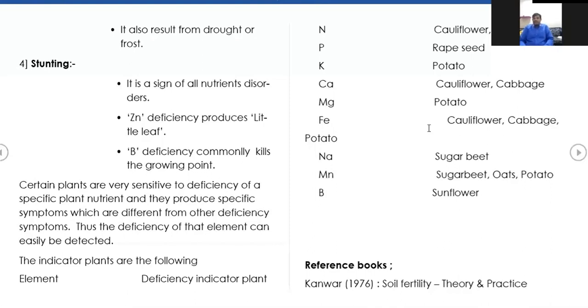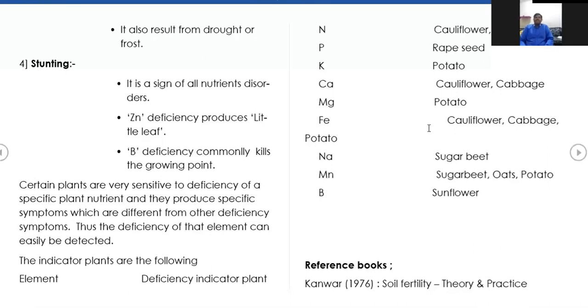For sodium, the indicator plant is sugar beet. It is a sodium-loving plant which shows deficiency symptoms of sodium efficiently. Again, for manganese, sugar beet, oats and potato are the indicator plants. For boron, sunflower is one of the best indicator plants for marking deficiency of boron.